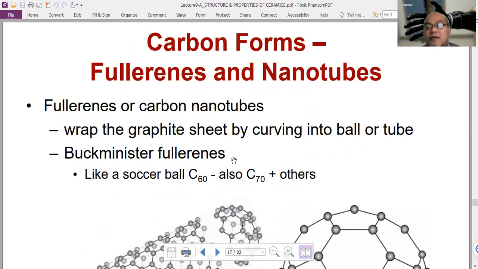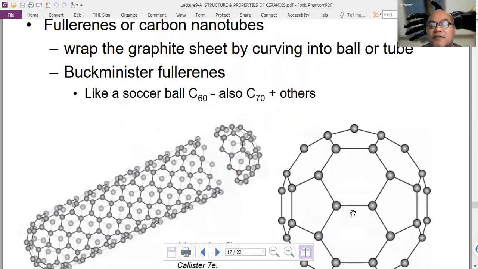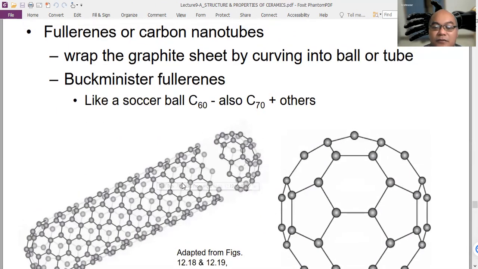Another form, or another polymorph, of carbon is fullerenes and nanotubes. In fullerenes, it makes a ball like this, what we call a sparking ball. But chemically, it is still the same, one single carbon atom attached to three. And the carbon nanotube is also the same, one single carbon atom attached to three. But in carbon nanotubes, they form like this.